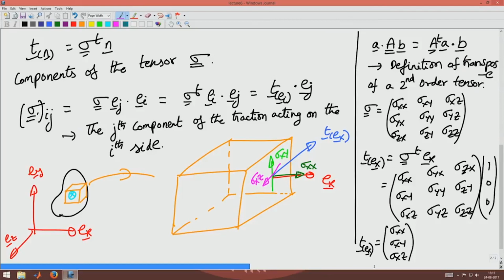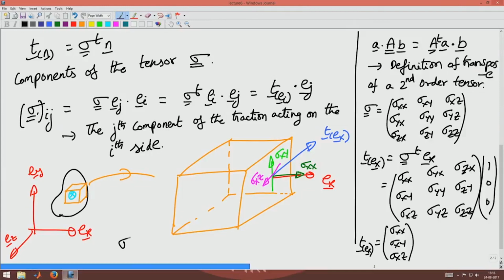So, what does the first index indicate? The first index indicates the normal to the surface on which the stress components are written. The second index indicates the direction of the force. If I write sigma ij, the first index indicates the normal to the surface, and the second index indicates the direction of the force.